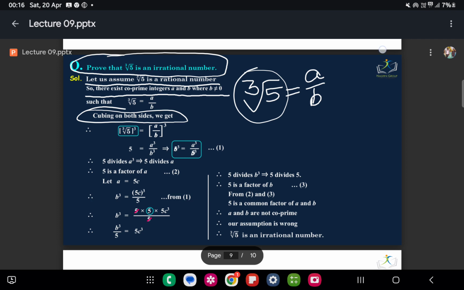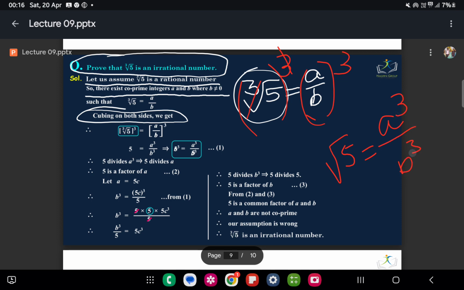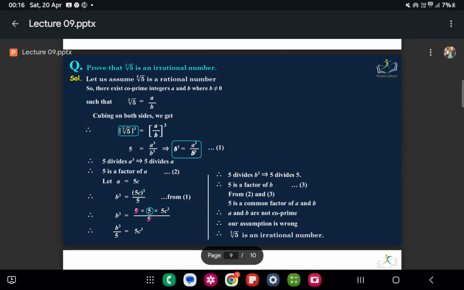If you cube both sides, we will get cube root of 5 whole cube equals (a by b) whole cube. So the cube root cancels out. According to the formula, we can write it as 5 equals a cube divided by b cube.